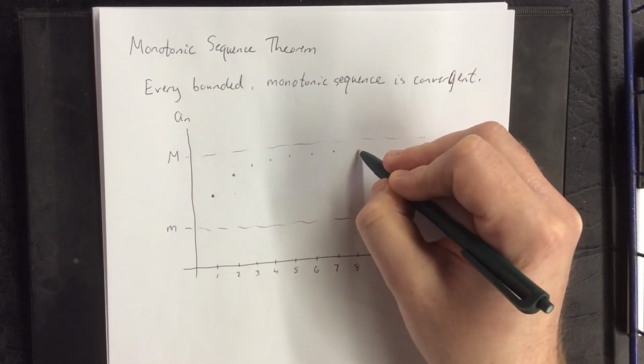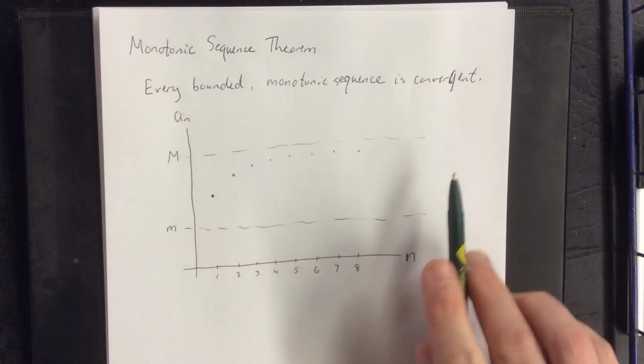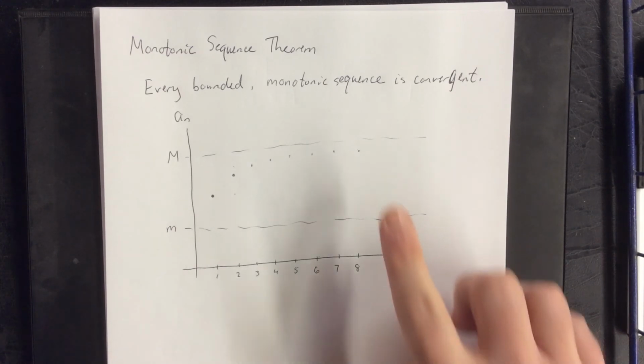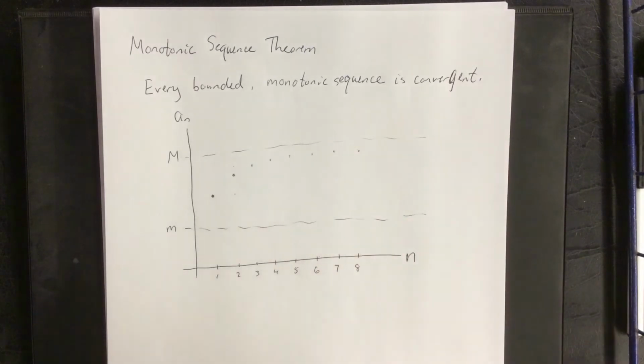And if it doesn't increase, then its only option would be to stay the same. If it stays the same, it converges to whatever that value is that it is staying at. And if it continues to get larger, eventually it's going to run into this boundary up at capital M, and it will be able to grow no larger than that. So regardless of which case you have, it is guaranteed that it will converge to some value.